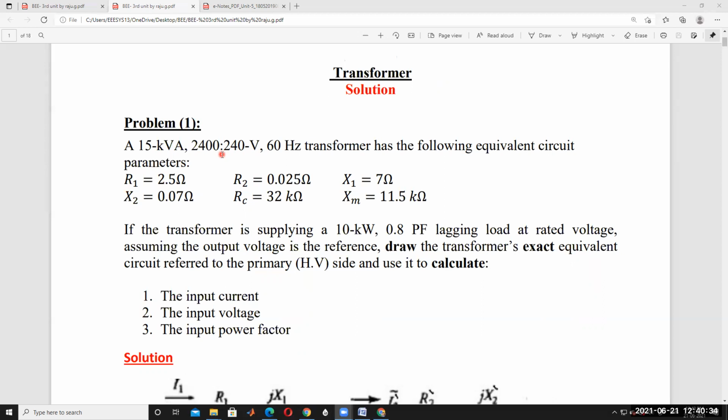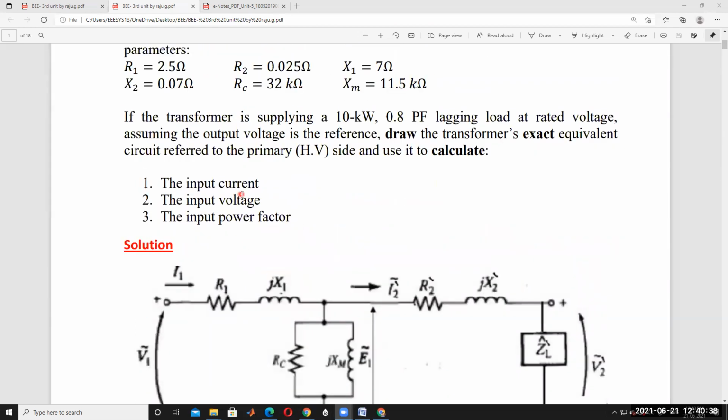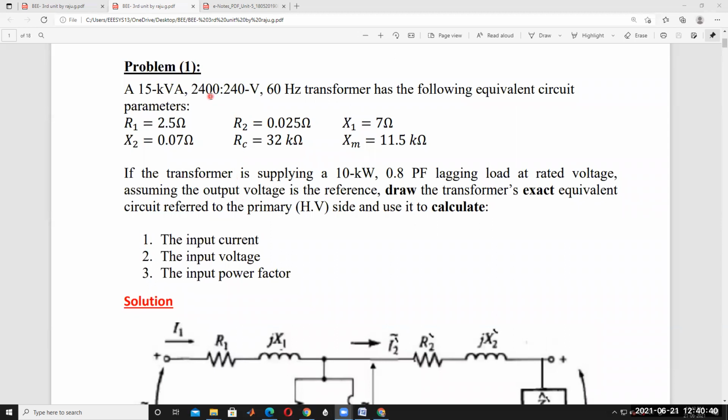The turns ratio is called A, small a. Okay, A is called the turns ratio. That is N1 by N2. So 2400 by 240. So what is the turns ratio here? 10. A is equal to 2400 by 240, that is 10. By using this, we have to convert. Okay, in this problem, we convert using the turns ratio. If you want to use the transformation ratio, you will get the same result.